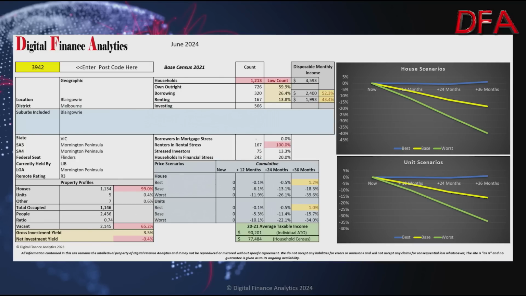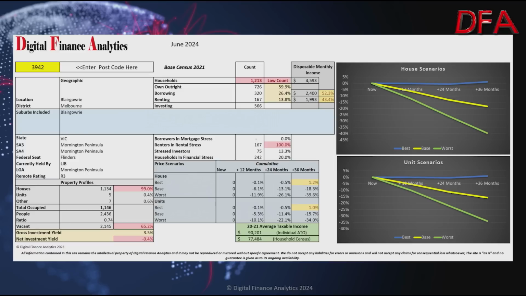59% owning outright, 26% borrowing, 13% renting. We didn't detect any mortgage stress, but it's a very low count. A lot of rental stress, but again, a low count. And around 20% in financial stress overall. Mostly houses. People ratios quite low, so clearly maybe a lot of people using second homes, and indeed we see that with 65% vacant. So Airbnb, a lot of second homes.